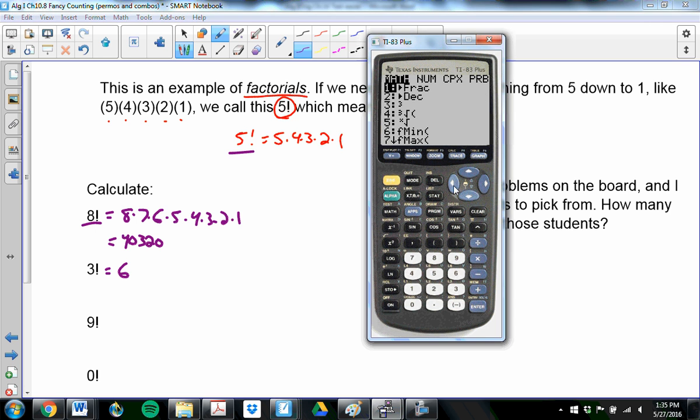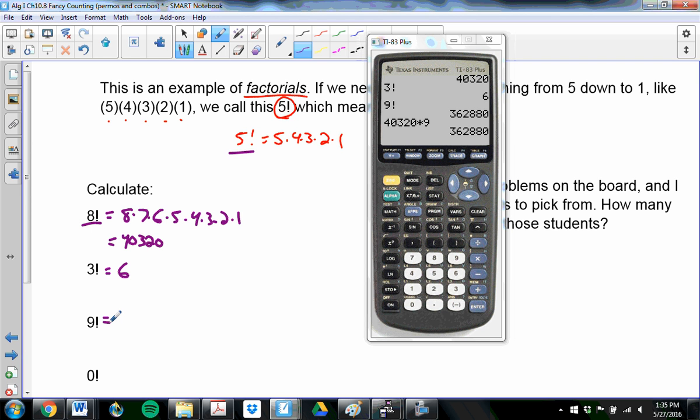It's important to note that 9 factorial is really just going to be 8 factorial times 9. If I do 40,320 times 9, I get the same thing, because 9 factorial is 8 factorial times 9. This was 362,880.